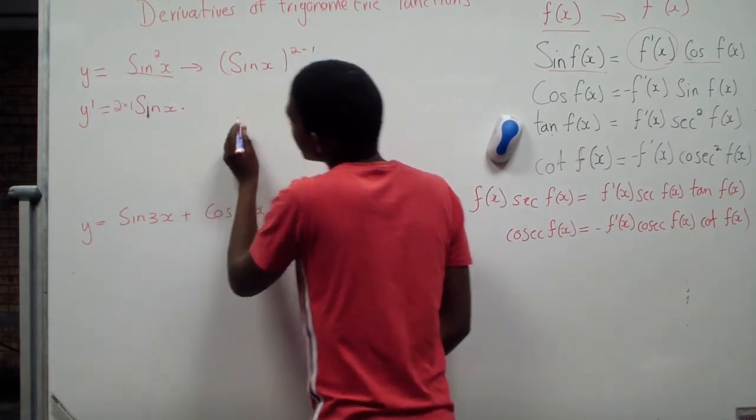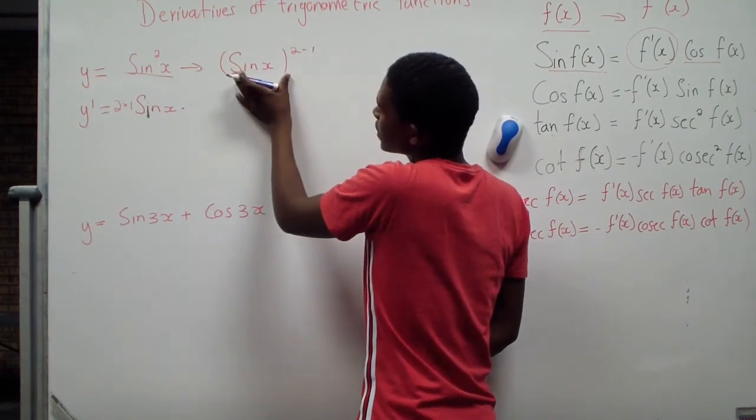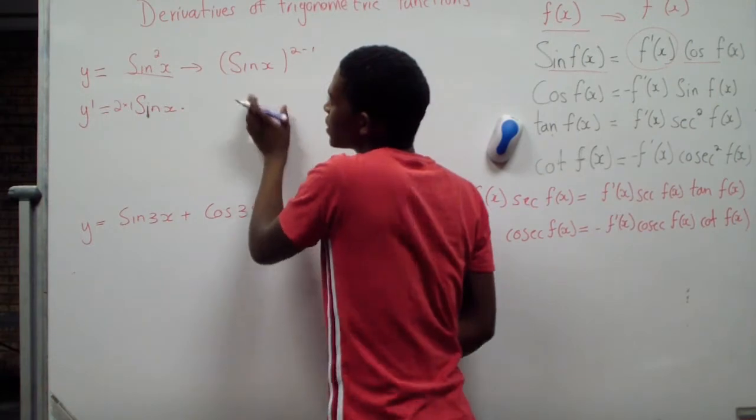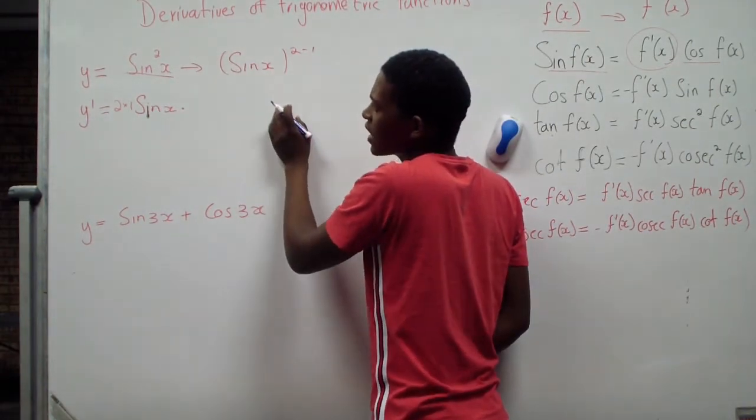Then multiply. Because I was differentiating my outer part, now I have to differentiate my inner part. When I differentiate sine, I get what?